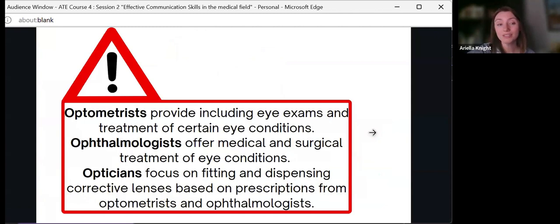And you were right in the chat to say that opticians are focused on, we have here the technical way of saying it, fitting and dispensing corrective lenses. Opticians are the ones that make the glasses that fit you for the right glasses. The prescriptions for those glasses, the people who measure what type of lens thickness you need, those are the doctors, optometrists and ophthalmologists. Good job.